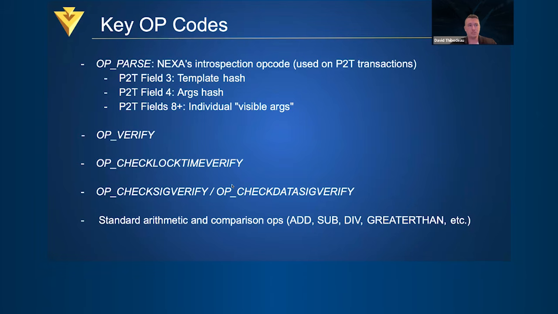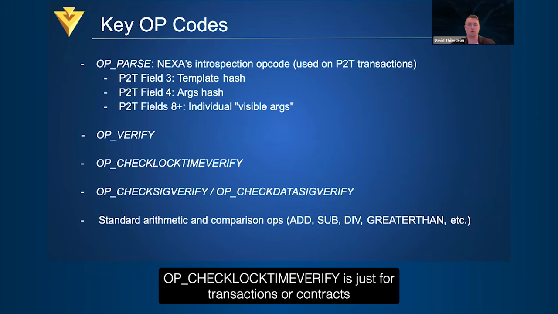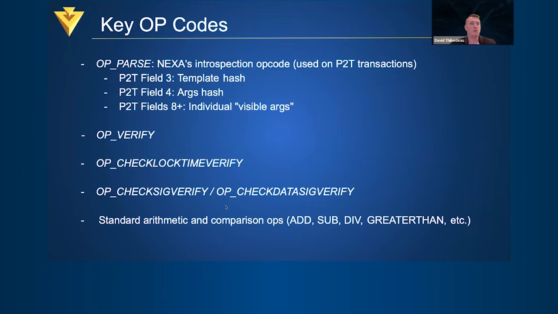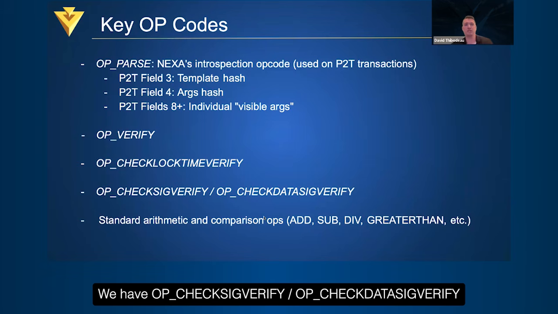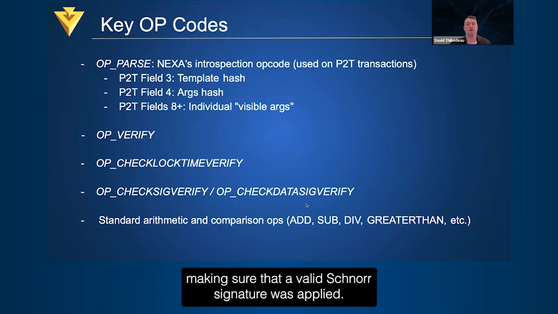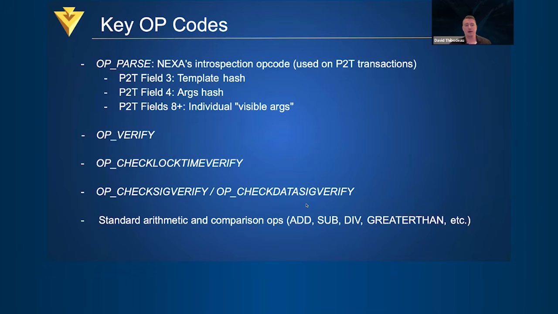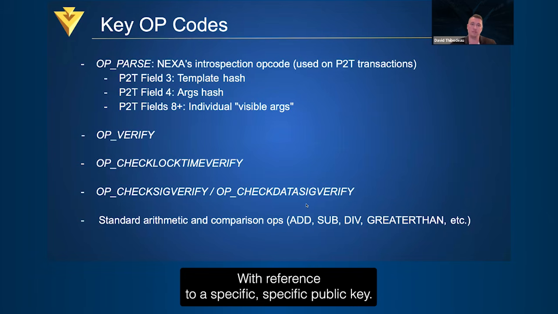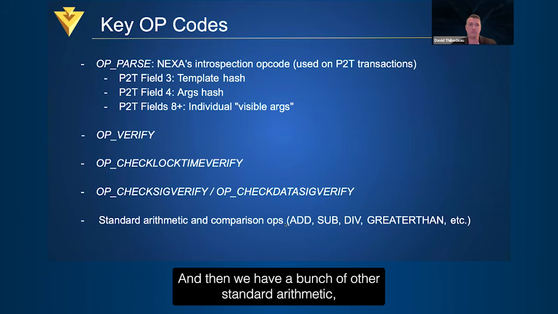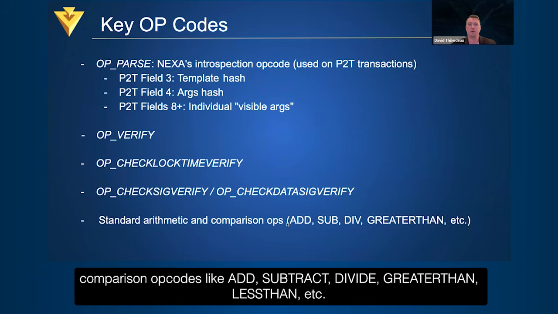Check lock time verify is just for transactions or contracts that want to enforce time-based conditions. We have check sig verify and check data sig verify. Those are the signature verifications, making sure that a valid Schnorr signature was applied with reference to a specific public key. And then we have a bunch of other standard arithmetic comparison opcodes like add, subtract, divide, greater than, less than, etc.